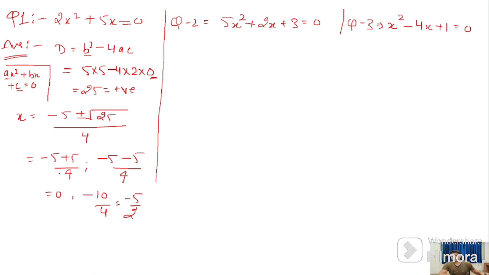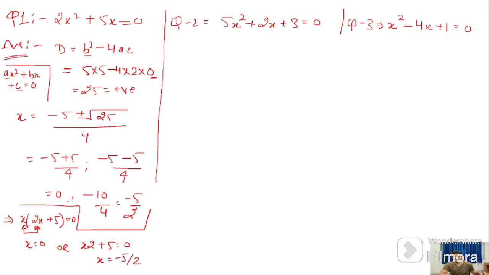This is one method, but we can solve it very quickly. This is the general method, that's why I have used it and solved the whole equation, to make you understand the concept. The quick method will be taking x common: x into 2x plus 5 equals to 0. If the multiplication of two numbers is 0, then either x equals to 0 or 2x plus 5 equals to 0. So from here x is equal to minus 5 by 2. So the values of x are 0 and minus 5 by 2. These are the two roots.